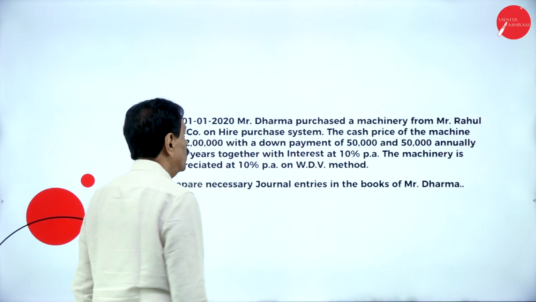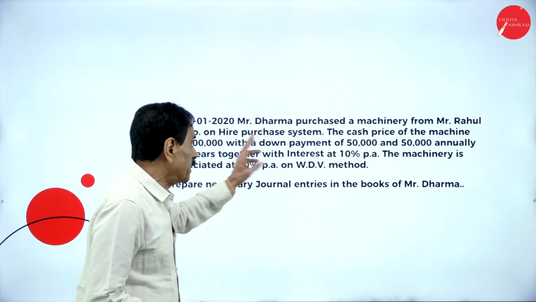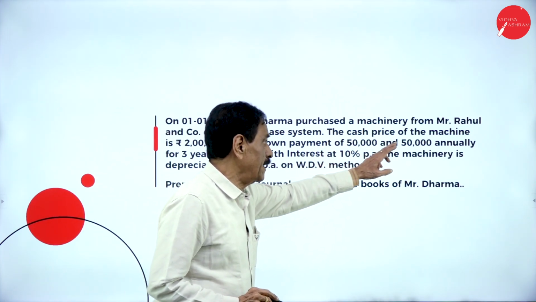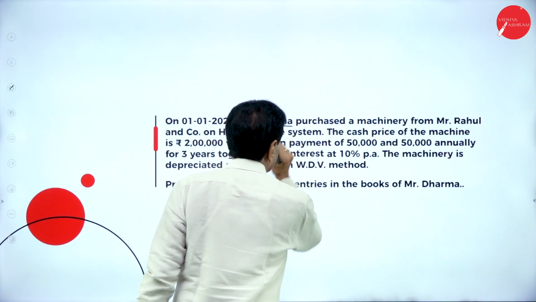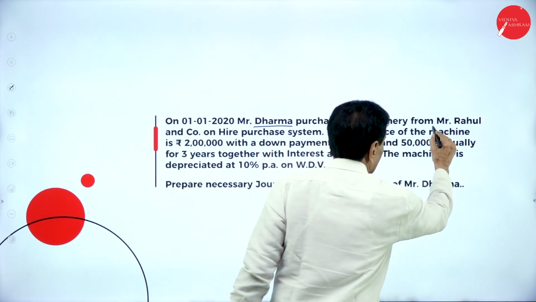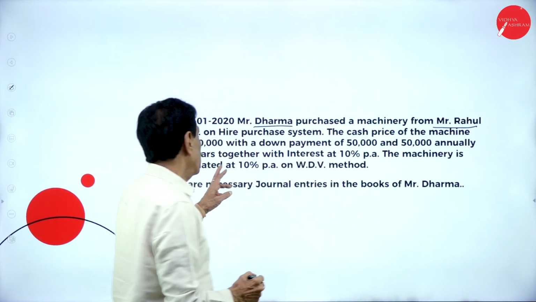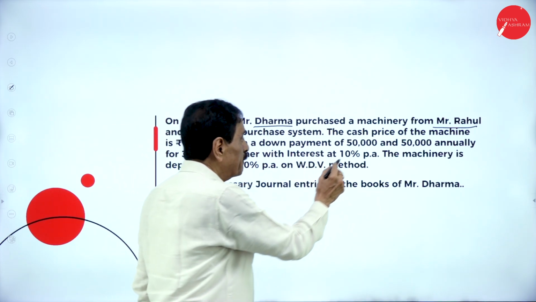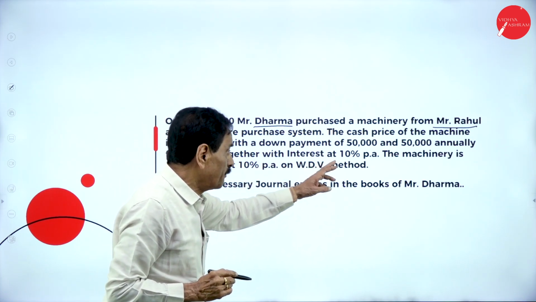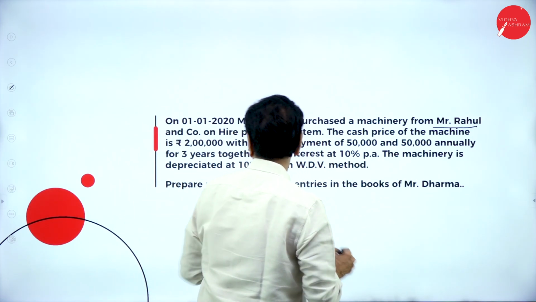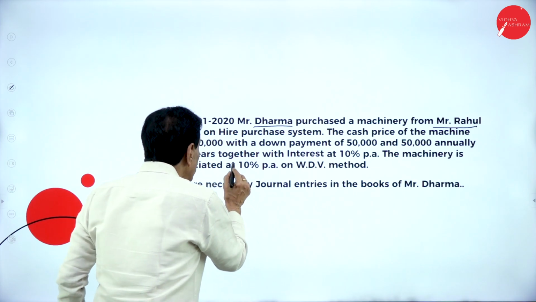On 1/1/2020, Mr. Dharma purchased a machinery from Mr. Rahul. Who purchased? Dharma is the purchaser. From whom? From Mr. Rahul. On hire purchase system, the cash price of the machine is rupees 2 lakh, with a down payment of 50,000 and 50,000 annually for 3 years, together with interest.